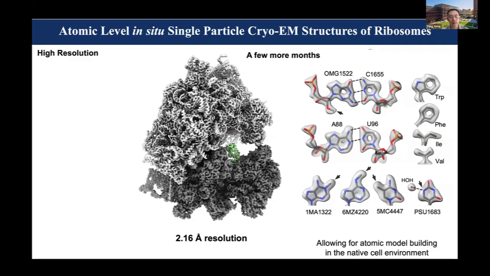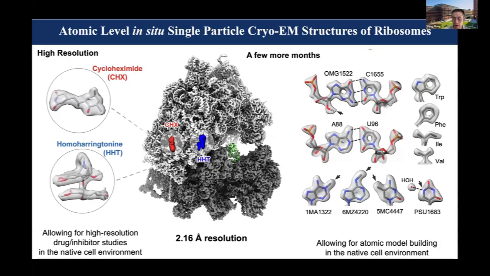As I mentioned earlier, we treated the cell with drugs. In another data set we treated the cell with the most common ribosome inhibitor, the protein translation inhibitor cycloheximide, and also homoharringtonine, which is the only FDA-approved anti-tumor drug targeting the human ribosome. We treated with that, and we see very clear, very nice definition of the drug density as well. So potentially down the road, people can do drug design directly in cells at high resolution.